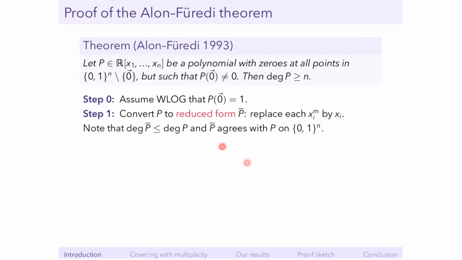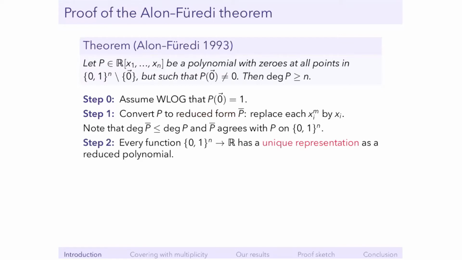And additionally, this reduced polynomial agrees with the original polynomial on every vertex of the hypercube. And the reason for that is that 0 to the m is equal to 0, 1 to the m is equal to 1. So when I do this replacement of xi to the m by xi, I'm not changing the evaluation at any point on the hypercube. Okay, so step 1 was converting to this reduced form.